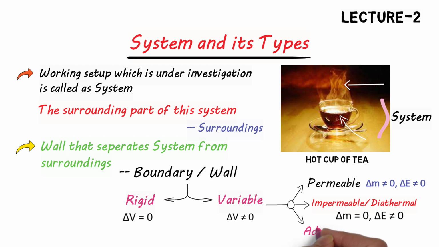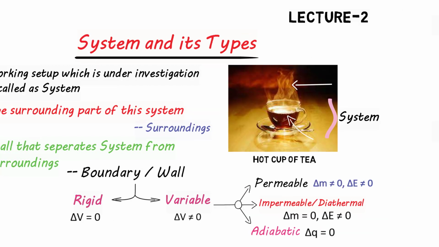The third is adiabatic wall. In this particular case delta Q is equal to 0, which means there is no heat exchange. So heat can neither be exchanged from system to surroundings, nor can it be exchanged from surroundings into the system. These are the three types of walls, that's permeable, impermeable or diathermal, and adiabatic wall, which come in the category of variable walls.